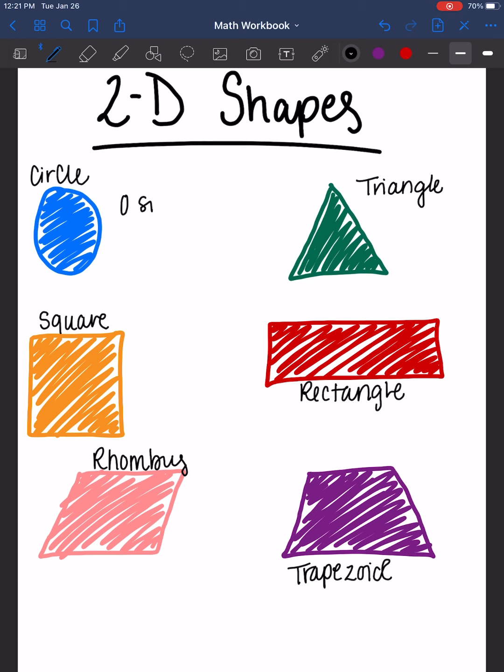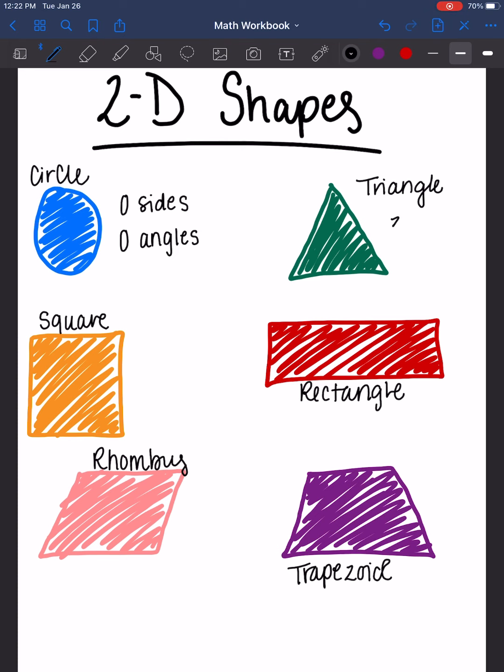All right, so like I am writing right now, we know that a circle has 0 sides and 0 angles because it is a whole rounded circle. There is no point, there is no side, there is no nothing. So let's go ahead and look at the triangle.